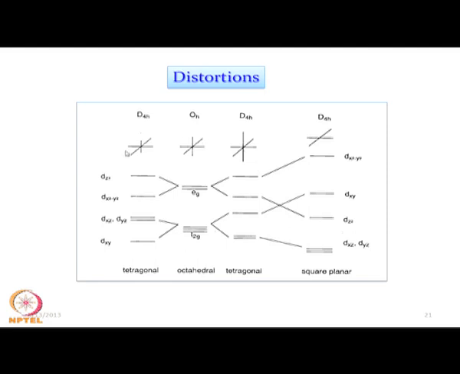And now, if we go in the opposite direction, that is known as tetragonal compression. So, this is tetragonal elongation on the right hand side, and on the left hand side it is tetragonal compression. In the case of compression, the ordering for the elongation is completely reversed.